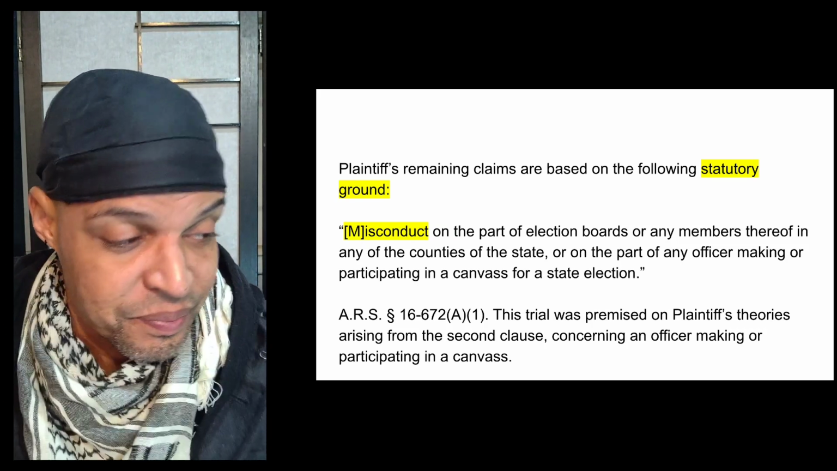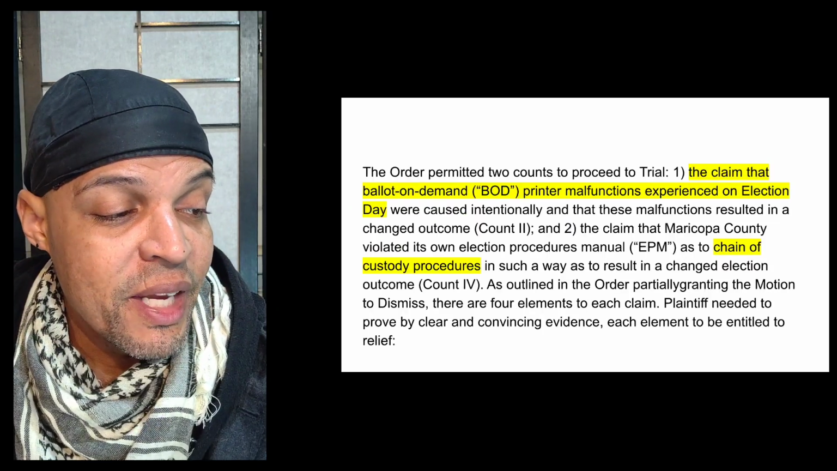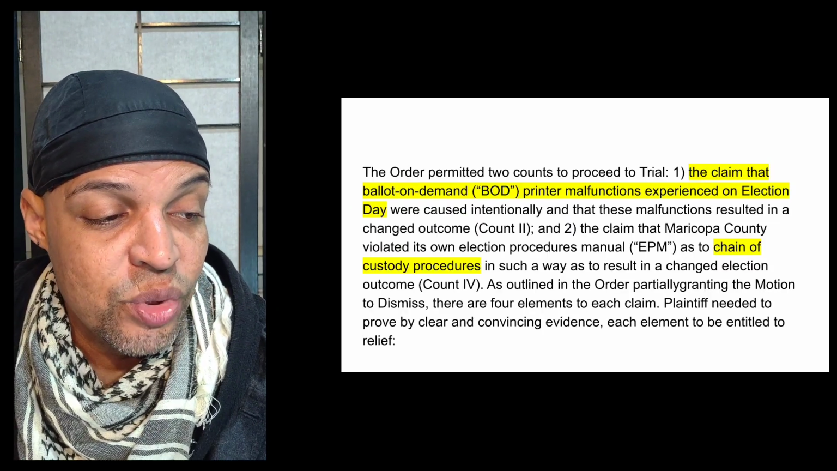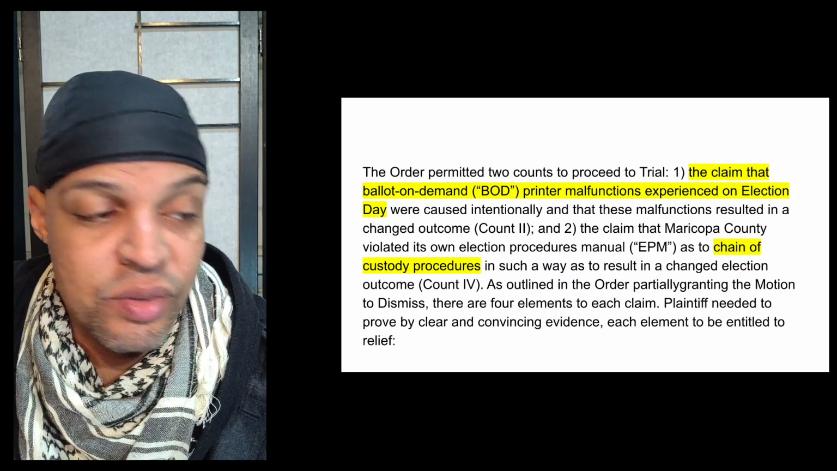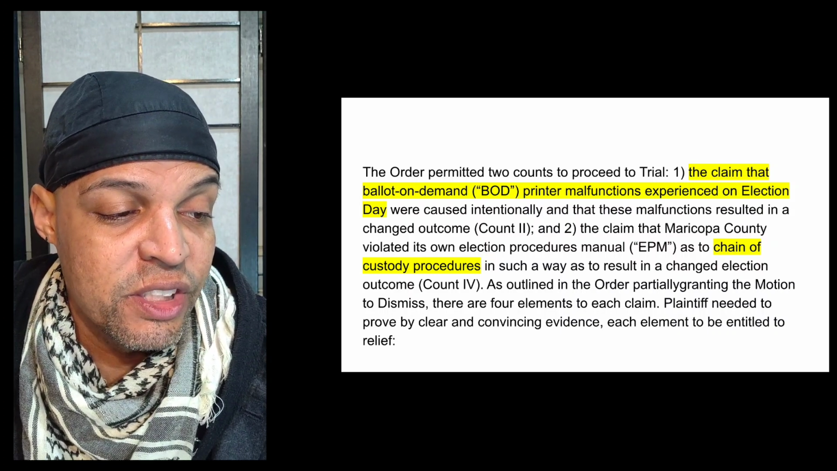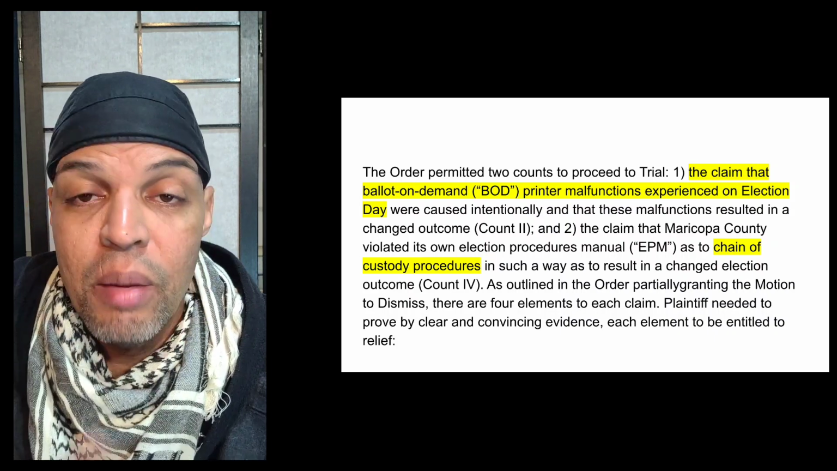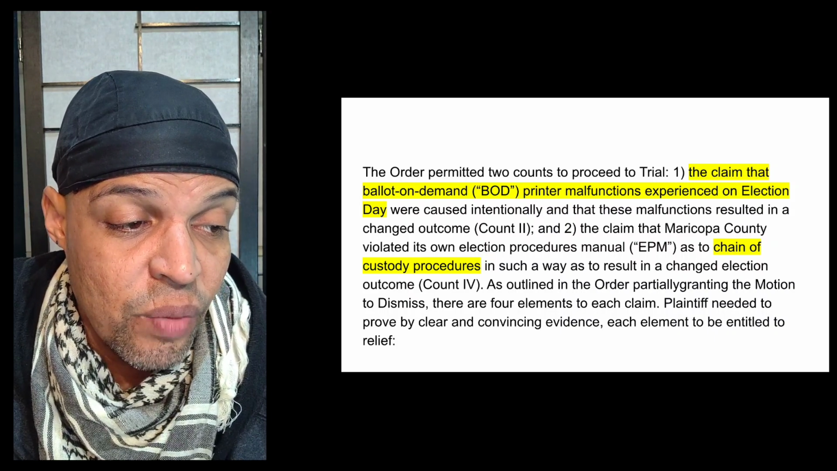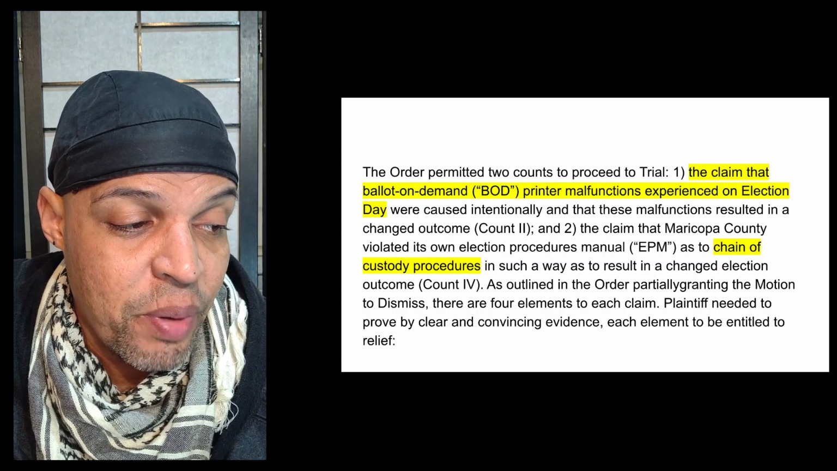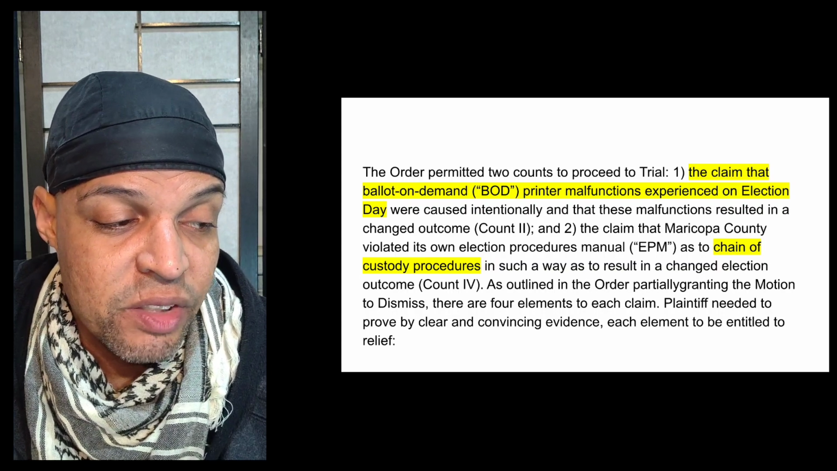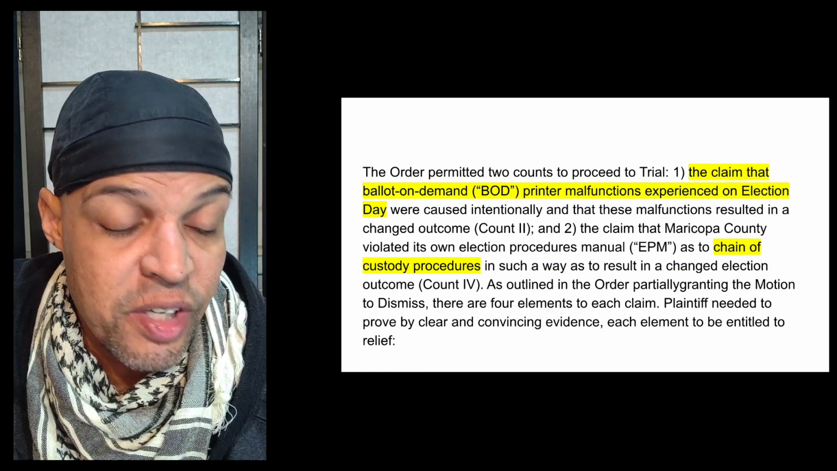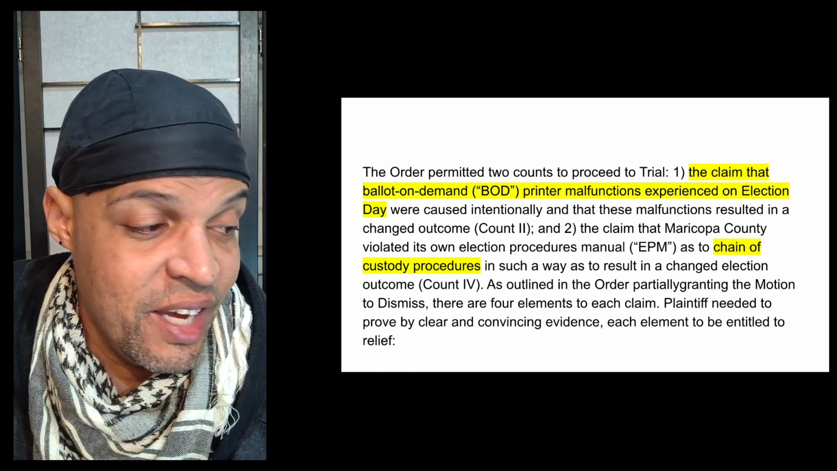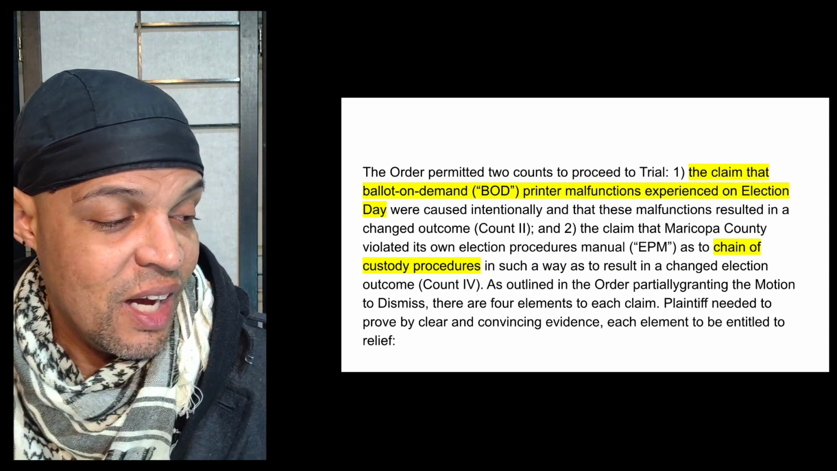Okay, let's keep it going. The order permitted 2 counts to proceed to trial. 1, the claim that ballot on demand, BOD, printer malfunctions experienced on election day. Pause. Okay, so the claim that ballot on demand printer malfunctions experienced on election day. Did the printer malfunction? Yes or no? If the printer malfunctioned, maladministration. Period. The end, man.